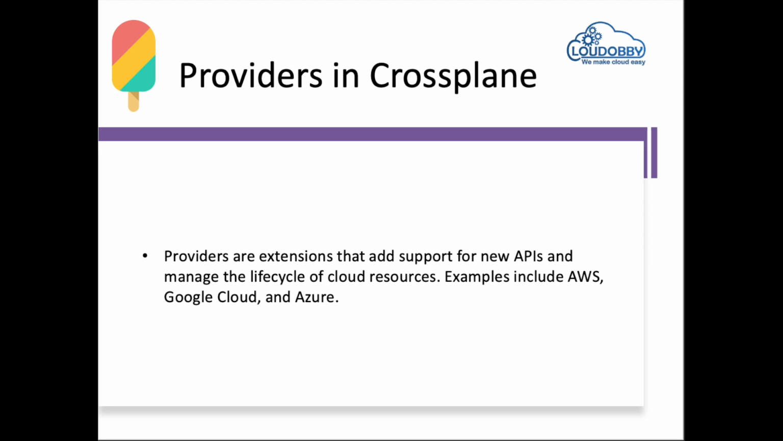Providers in Crossplane. Providers are extensions within Crossplane that package the necessary logic to communicate with different cloud providers' APIs. Each provider allows Crossplane to manage resources in cloud services like AWS, Google Cloud, Azure, and more. By installing these providers, you unlock the ability to manage a wide range of cloud resources directly from your Kubernetes cluster.